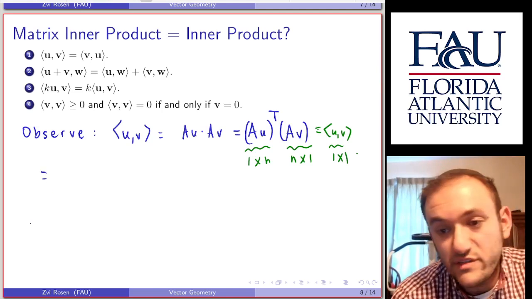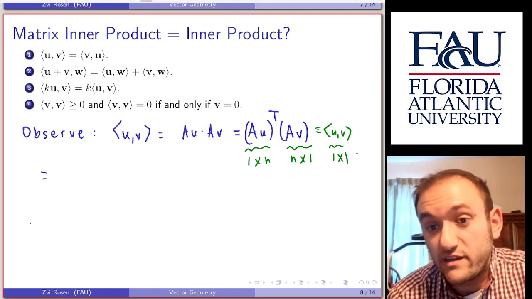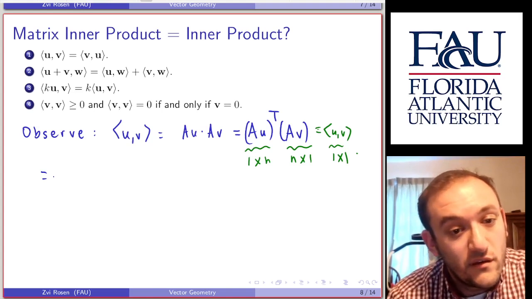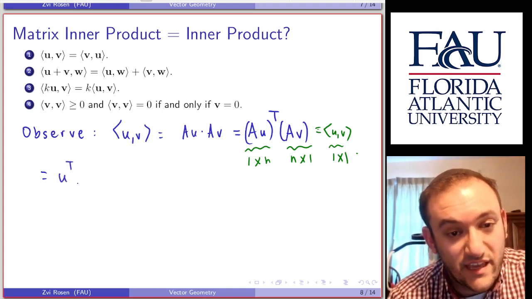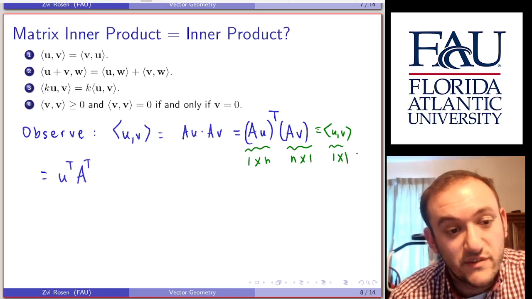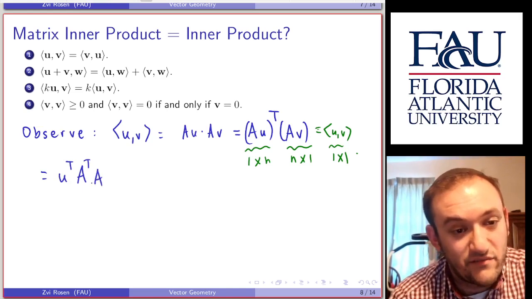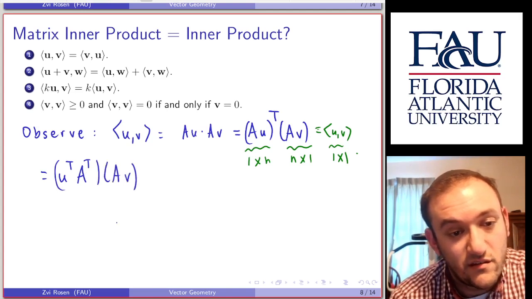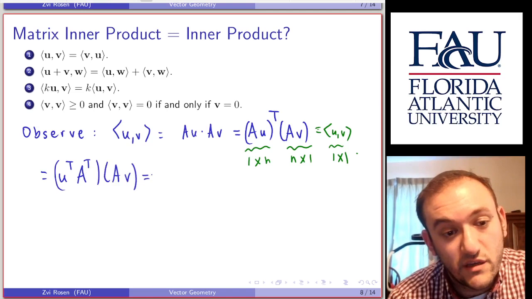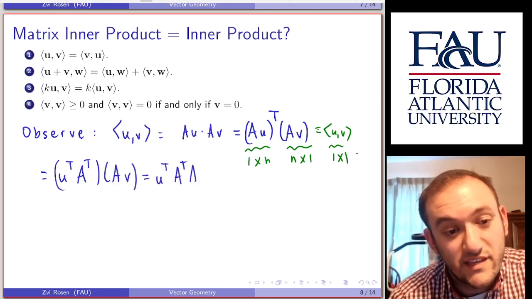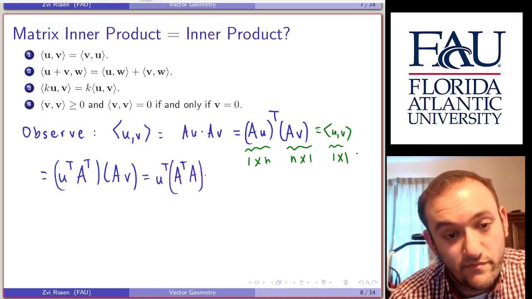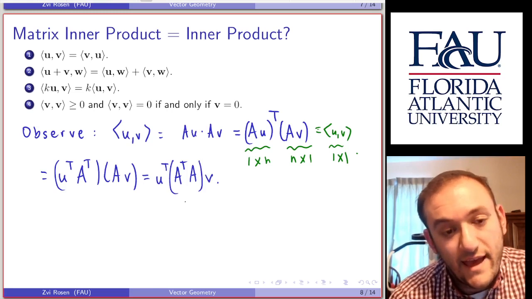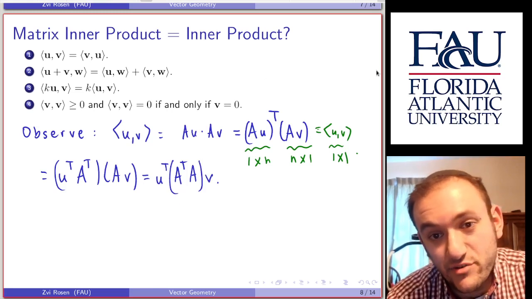When you take a transpose of a matrix product, like A times U, that's the same as transposing and reversing the order. So this is really U transpose A transpose, and then we have, in parentheses, AV. This is really equal to U transpose A transpose A V. Okay, and this is a symmetric matrix.